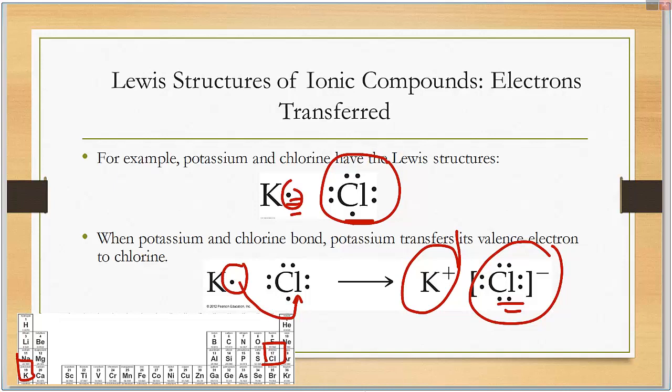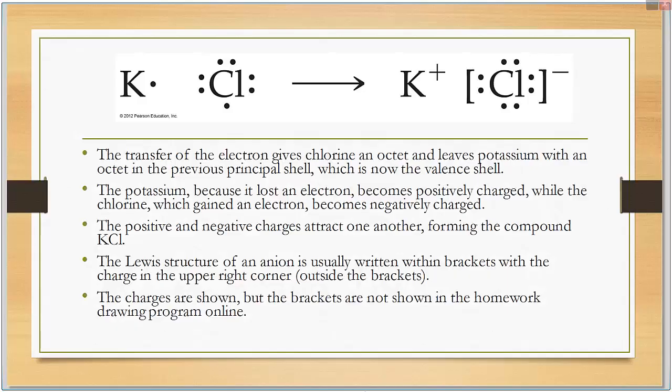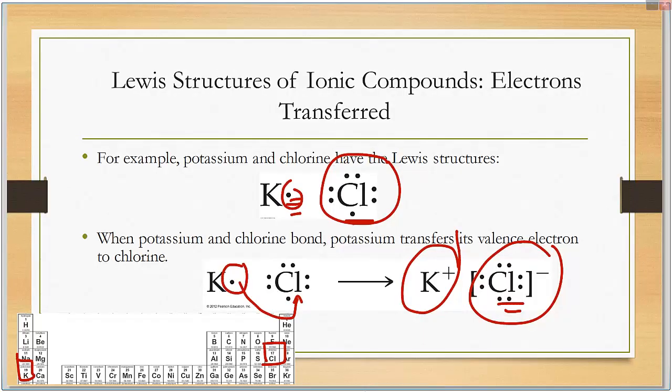When potassium and chlorine bond, potassium transfers its valence electron to chlorine. The transfer of the electron gives chlorine an octet and leaves potassium with an octet in the previous principal shell, which is now the valence shell. If we look over here on the periodic table, once potassium loses that electron, it becomes like argon. Now potassium, missing an electron, has the same electron configuration as a noble gas. Once chlorine gains that electron, it too has an electron configuration of a noble gas.